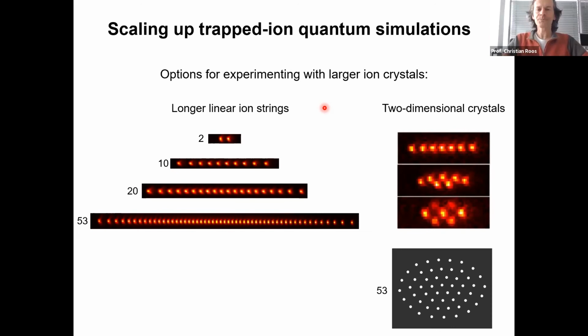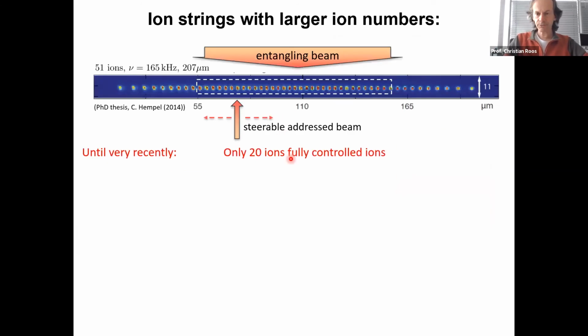Go on. So we can use either longer strings, or we could try to think of using maybe 2-dimensional ion crystals. And I first want to discuss the longer string option. And so until recently, we had 20 fully controlled ions in the sense that we could carry out single qubit operations on a set of 20 ions.